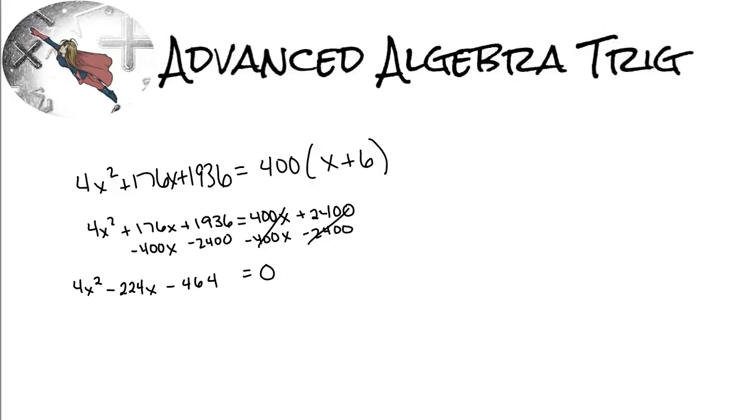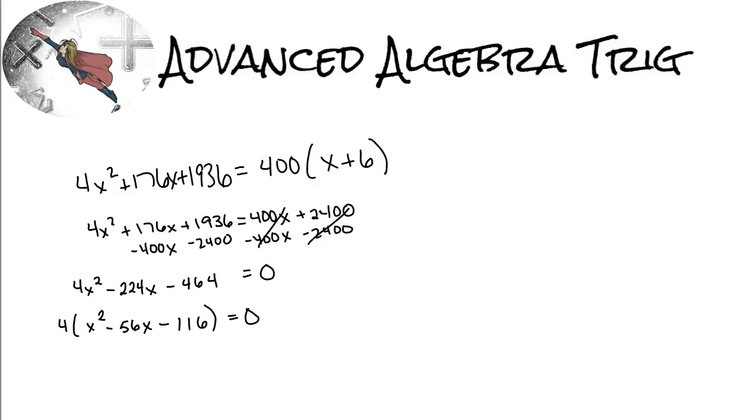All right, now we have a quadratic. I have a feeling that all of this could be divided by 4, so let's factor a 4 out of everything. That will make it x squared minus 56x minus 116. That part I did do in my head.